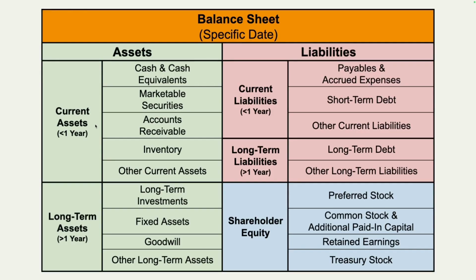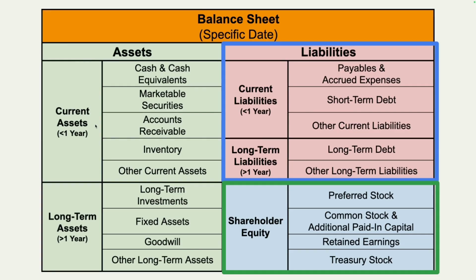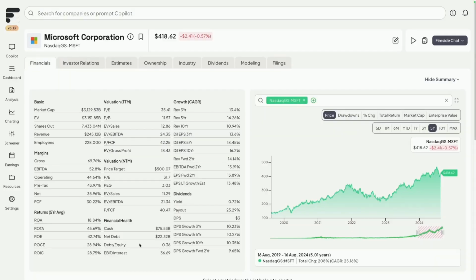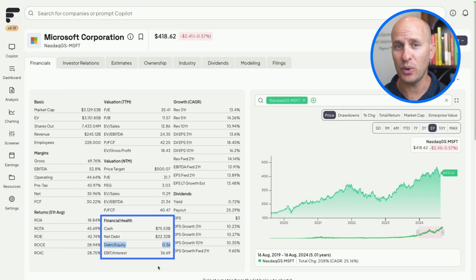So when thinking about the company's balance sheet, the numerator is the company's liabilities and the denominator is the company's shareholders' equity. We want this ratio to be below 1 because it would indicate that a company has more shareholders' equity than it does liabilities. Now, finding this number in FinChat is super easy because it's listed right here in the financial health section of the business. So in this case, Microsoft's debt to equity ratio is an extremely low 0.36, meaning it has far more shareholders' equity than it does debt.